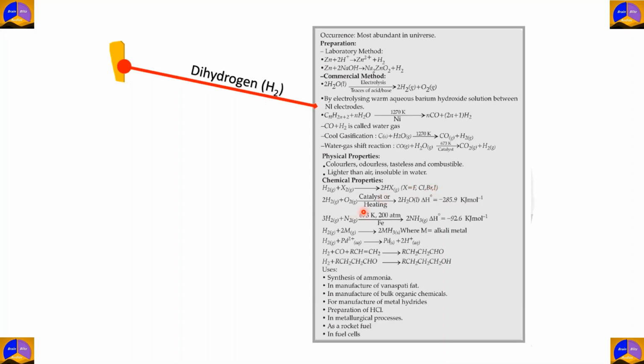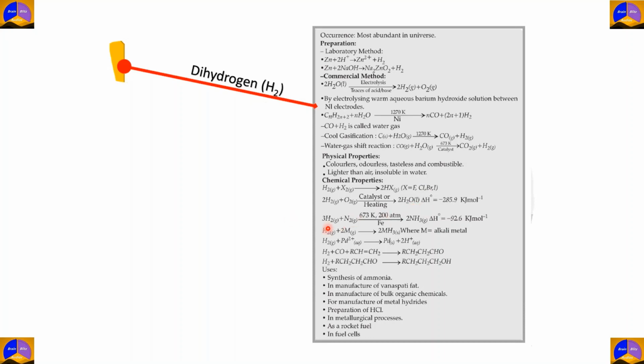The second reaction is the formation of water. Now it states that two molecules of dihydrogen and one molecule of oxygen, under a catalyst or by heating, give you two molecules of water. The enthalpy for this reaction is minus 285.9 kilojoule per mole. Now this value indicates that this reaction is exothermic.